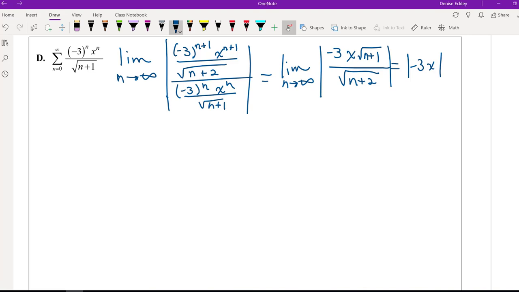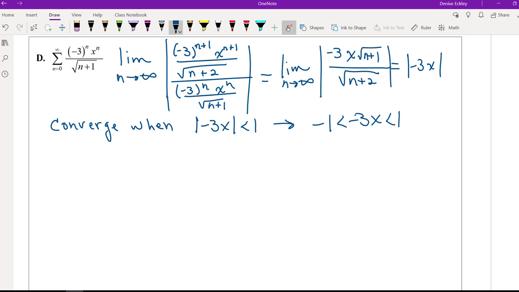So then we want to remember that this is going to converge when the absolute value of negative 3x is less than 1. So finding that interval, we're going to have negative 1 is less than negative 3x, which is less than 1. So this gives us negative 1/3 is less than x, which is less than 1/3. Okay, so now we need to check our endpoints to see if we can include those in our interval of convergence.